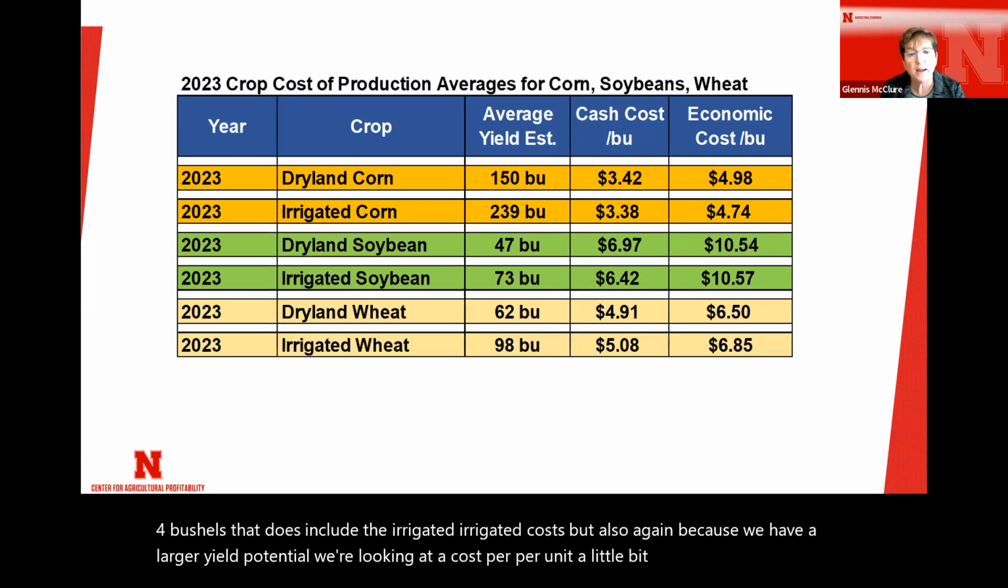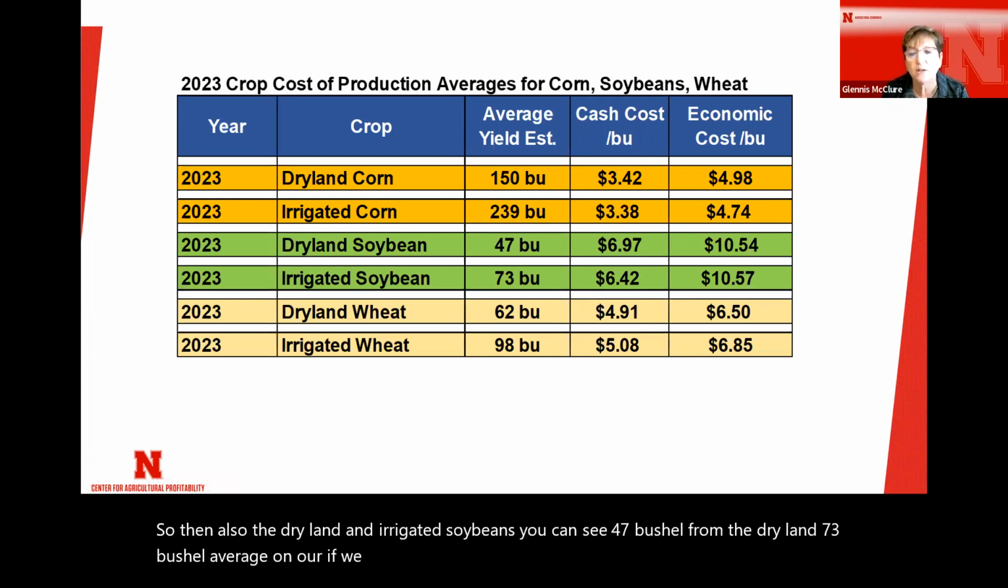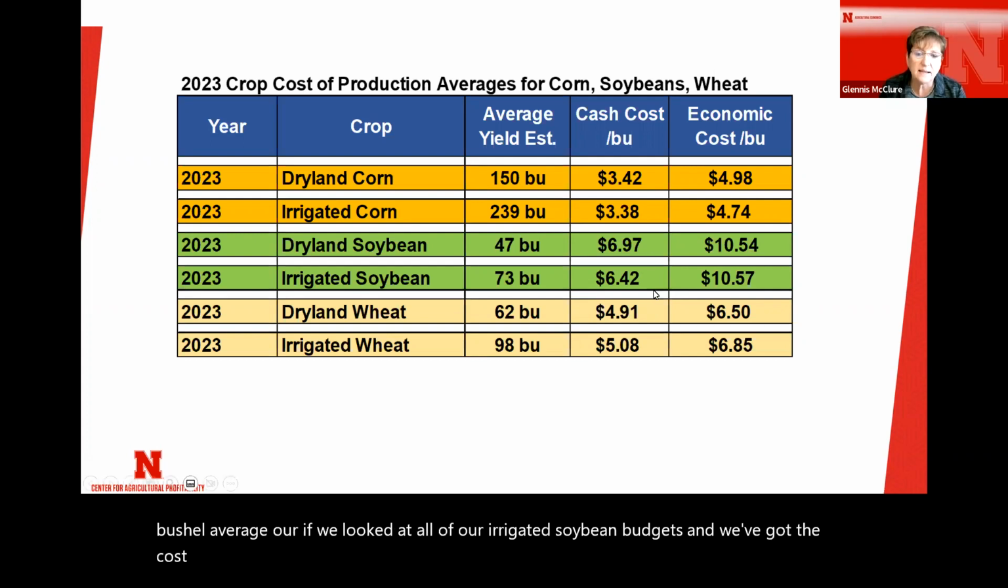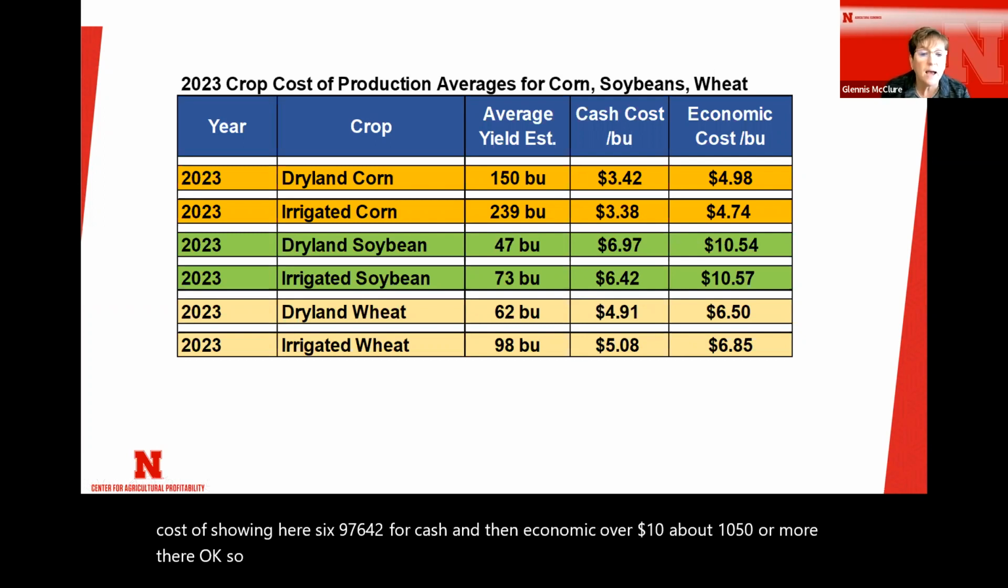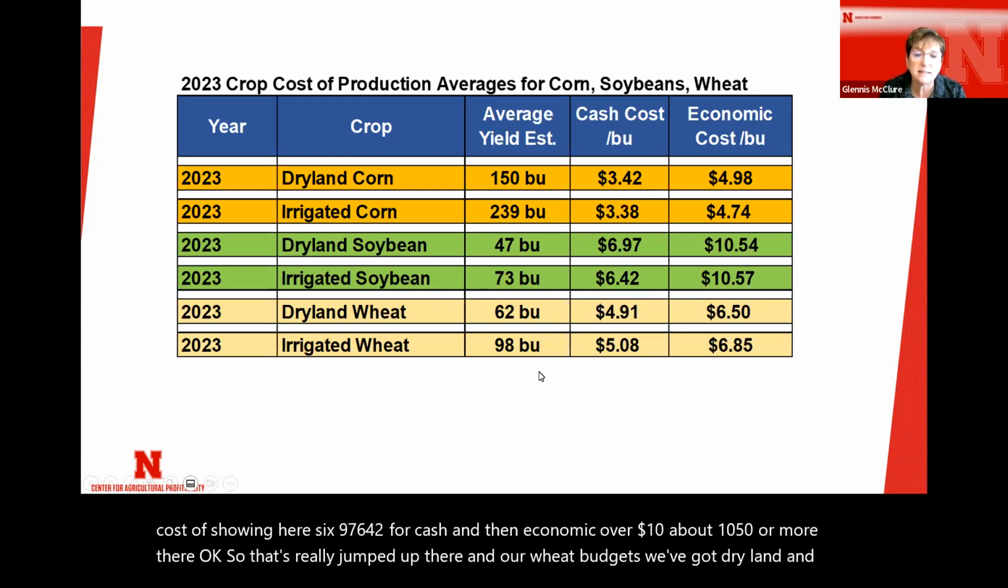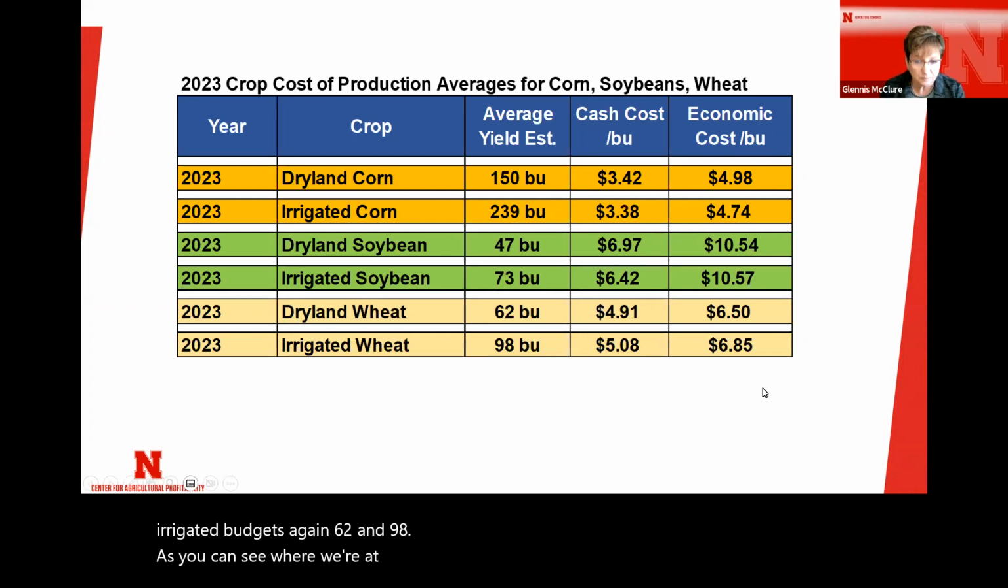So then also the dryland and irrigated soybeans, you can see 47 bushel for the dryland and 73 bushel average on our irrigated soybean budgets. And we've got the cost showing here, $6.97, $6.42 for cash, and then economic about $10.50 or more there. So that's really jumped up. In our wheat budgets, we've got dryland and irrigated budgets, again, 62 and 98, and as you can see where we're at with those costs per bushel.